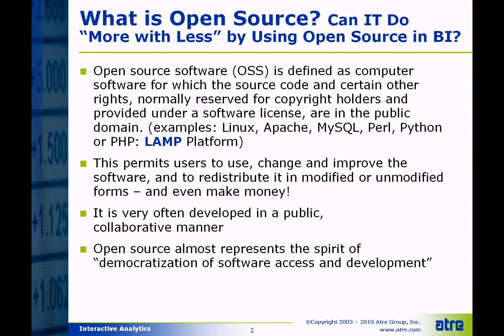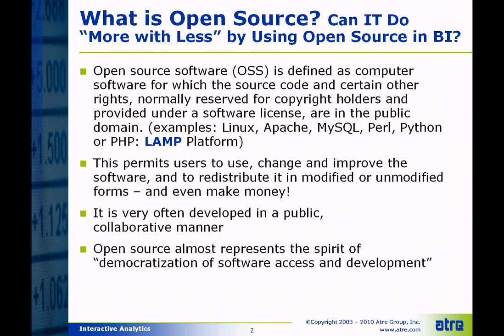Open source software, OSS, has many different components, and it's software for which the source code and certain other rights normally reserved for copyright holders and provided under software license are in the public domain. Examples are Linux, which is the operating system, Apache, which is the web server, MySQL is the database management system, Perl is the language. And sometimes people include also Python or PHP, which is the LAMP platform: Linux, Apache, MySQL, and Perl.